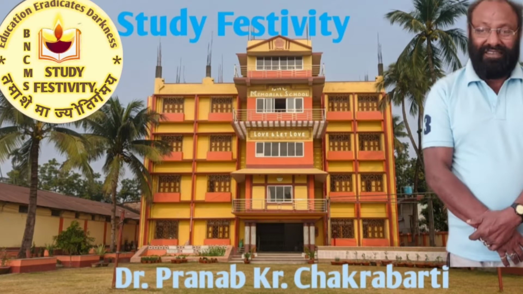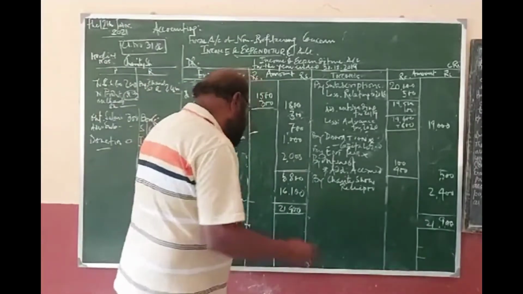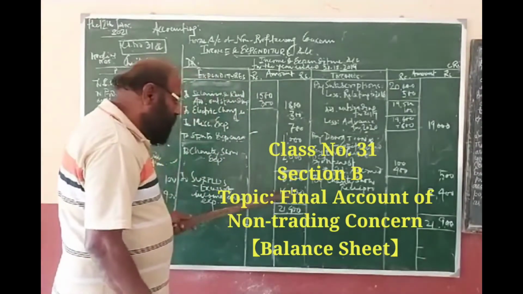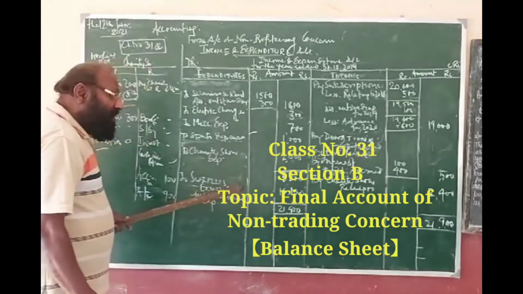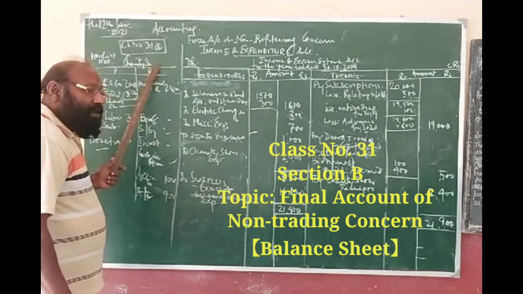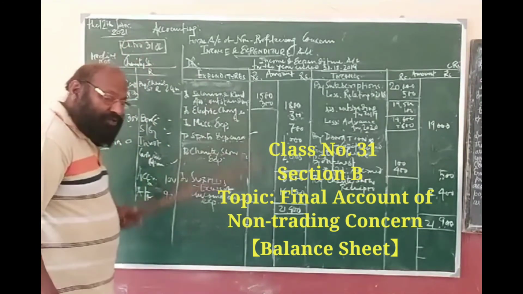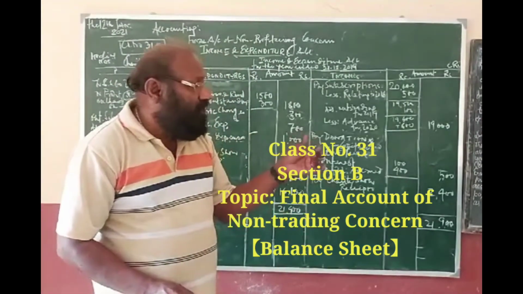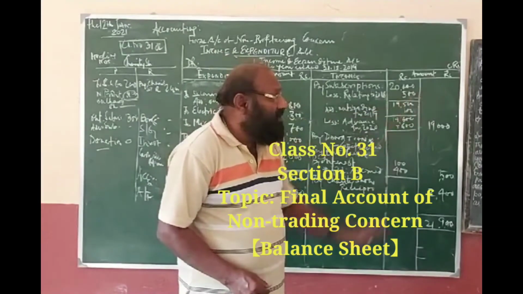The total of the credit side is 21,900 and the total of the debit side, I think, is 25,800. The difference is 16,100, and this 16,100 is your surplus and it will go to the capital in the balance sheet. So friends, this is more or less the solution of this problem, only the income and expenditure part.